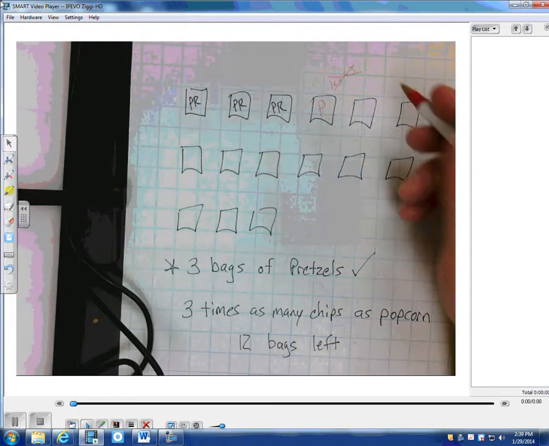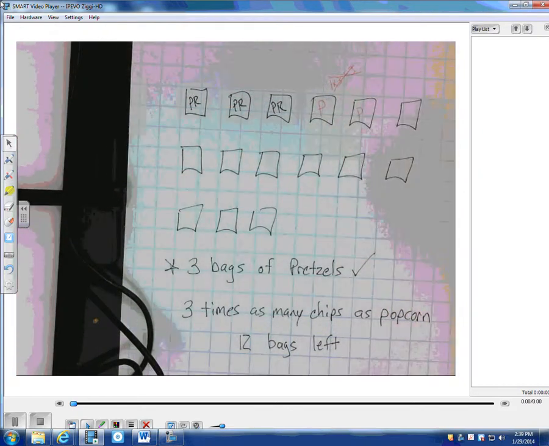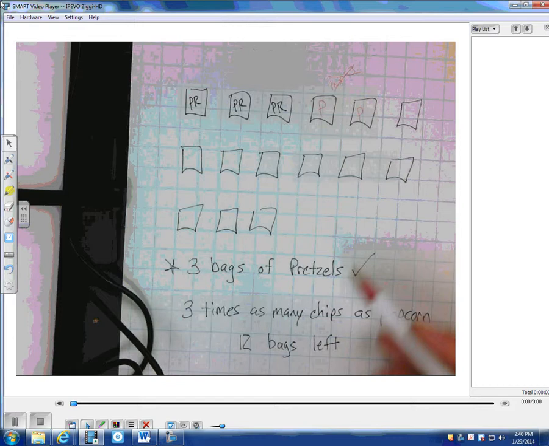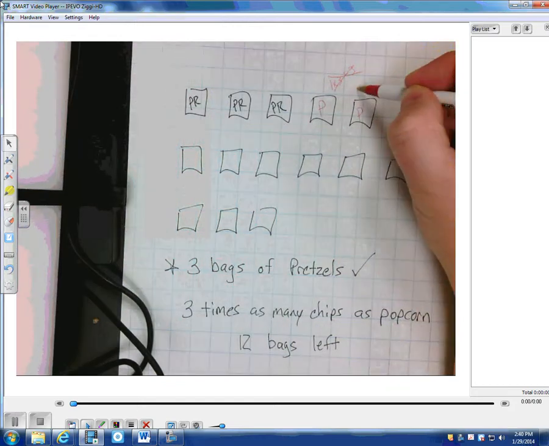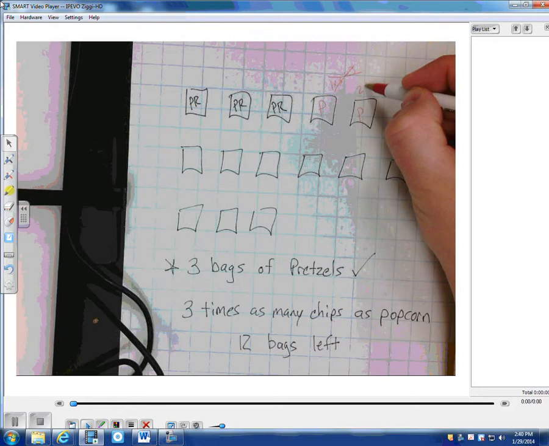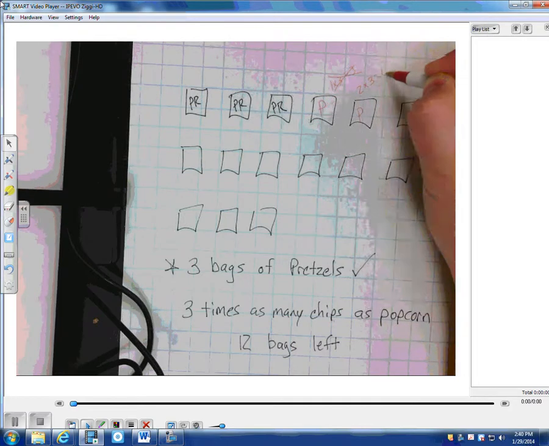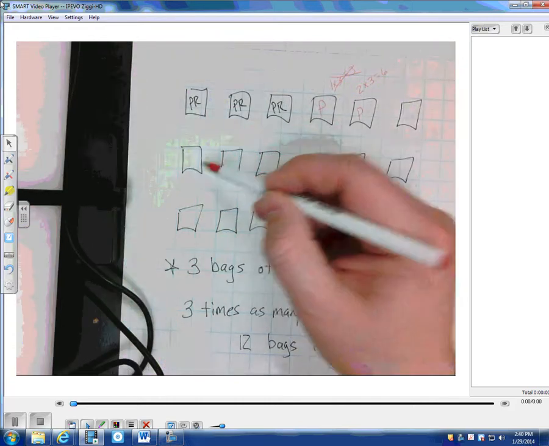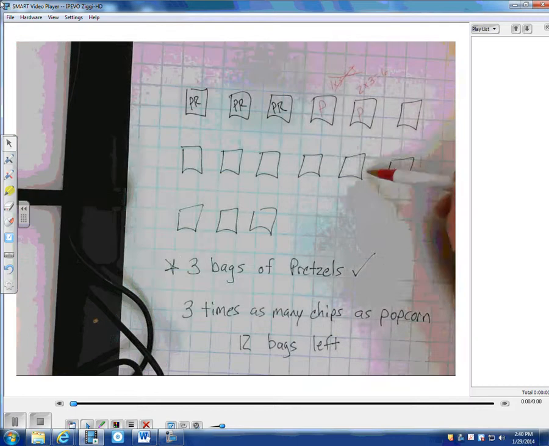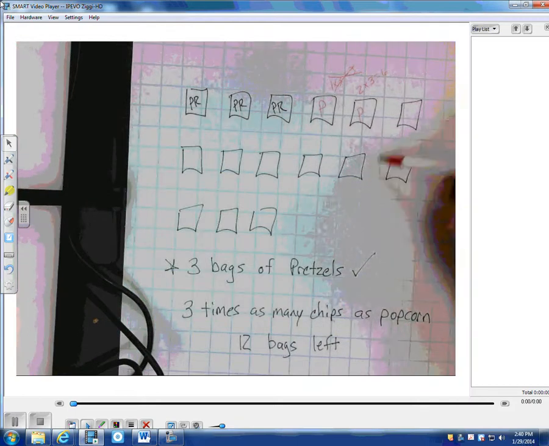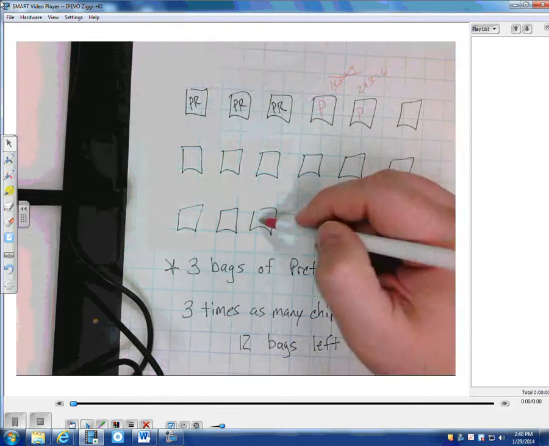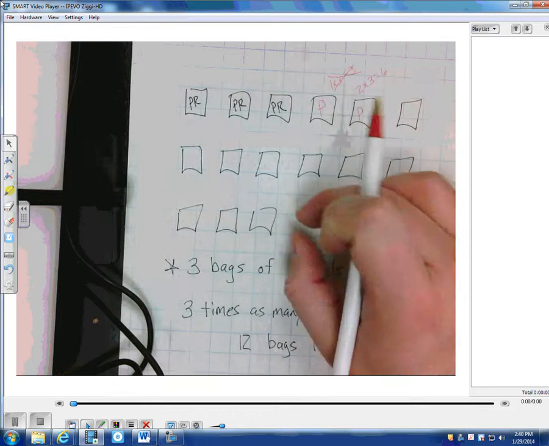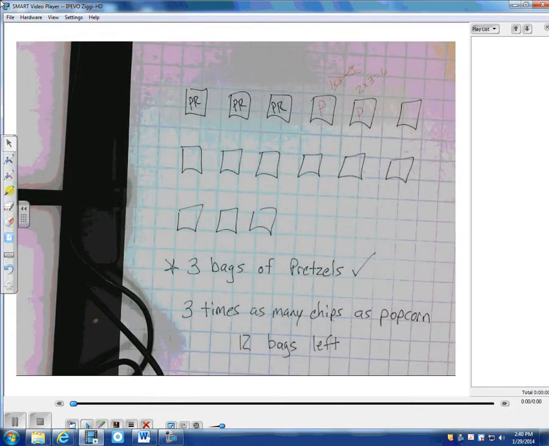So let's say I had 2 bags of popcorn. Based on the information, I have 3 times as many chips. So 2 times 3 equals 6. So that would be a chip, 2, 3, 4, 5, 6. All 6 of those would be chips, but I still would have 4 remaining bags that would be empty. And that's not going to work because there's going to be 15 bags total.